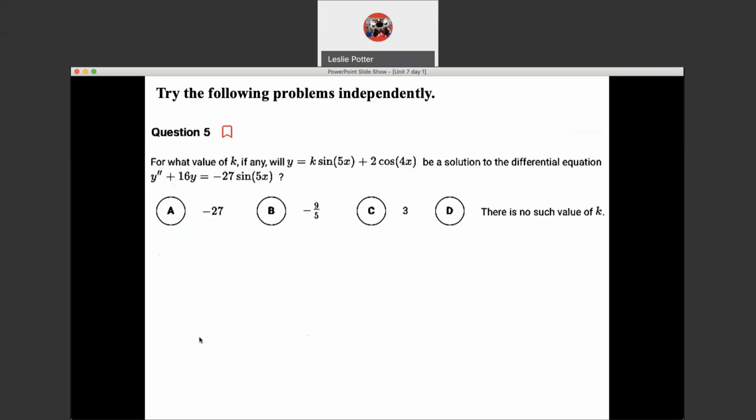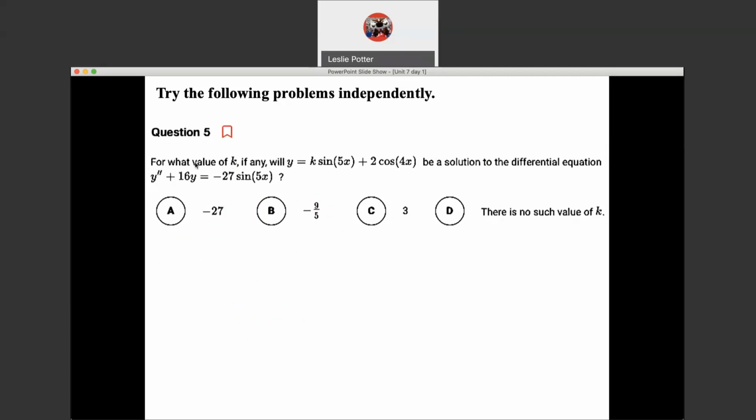All right, so try number 5 on your own. This is asking you to verify. We have a function y equals k sine 5x plus 2 cosine 4x, and we want it to be a solution of this differential equation. So we want to know what value of k will make it a solution.